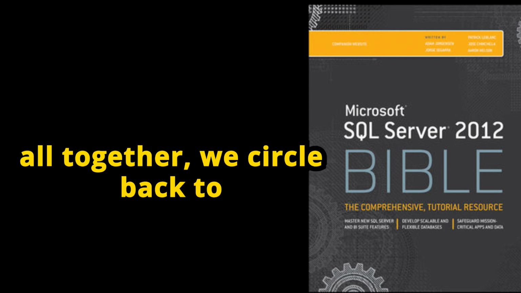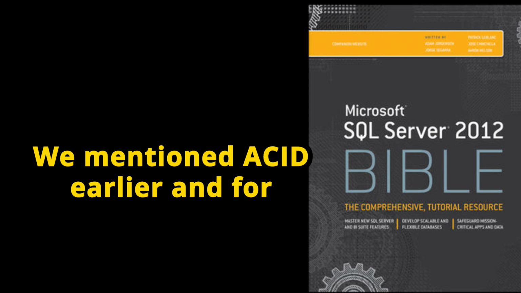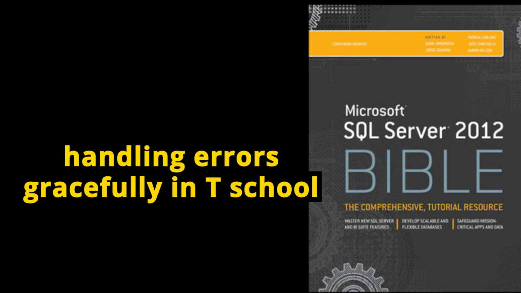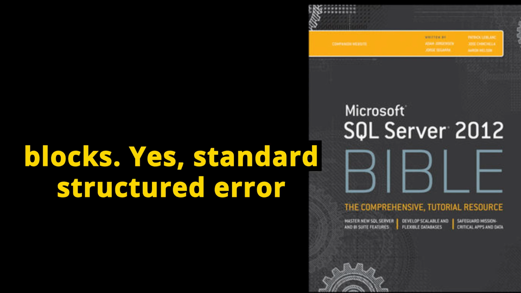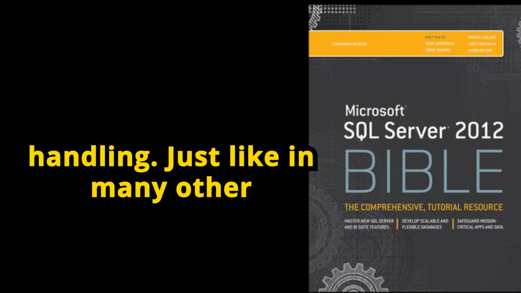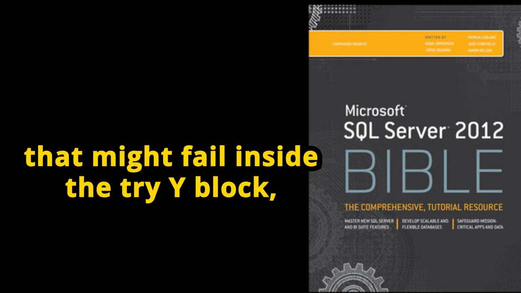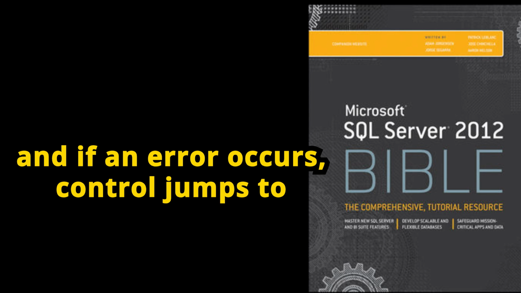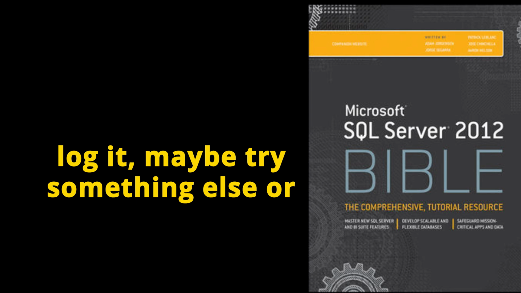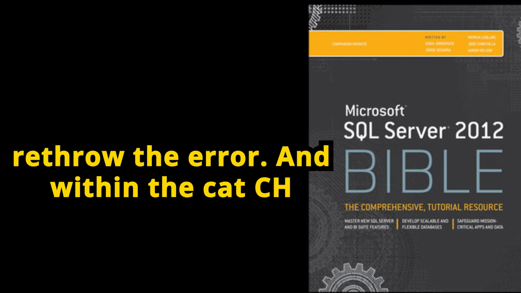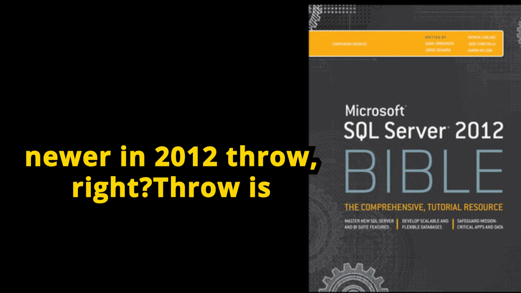So tying this all together, we circle back to transaction control and error handling. We mentioned ACID earlier, and for handling errors gracefully in T-SQL code, the material highlights TRY...CATCH blocks. Yes, standard structured error handling. Just like in many other programming languages, you put the code that might fail inside the TRY block, and if an error occurs, control jumps to the CATCH block where you can handle it, log it, maybe try something else, or rethrow the error. And within the CATCH block, you can use commands like RAISERROR or, newer in 2012, THROW.